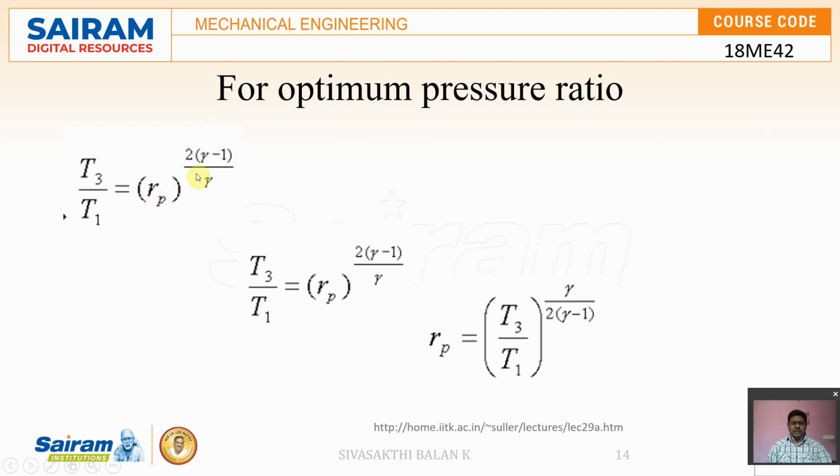T3 by T1 is equal to the pressure ratio to the power of 2 into (gamma minus 1) divided by gamma. So Rp is nothing but T3 by T1 to the power of the reciprocal, gamma divided by 2 into (gamma minus 1). So for the optimum pressure ratio, T3 is the maximum temperature of the gas turbine and T1 is the minimum temperature of the cycle. If you know the maximum and minimum temperatures of the cycle, it's easy to find the optimum pressure ratio. If you know the optimum pressure ratio, it is easy to achieve the maximum efficiency in the gas turbine cycle.